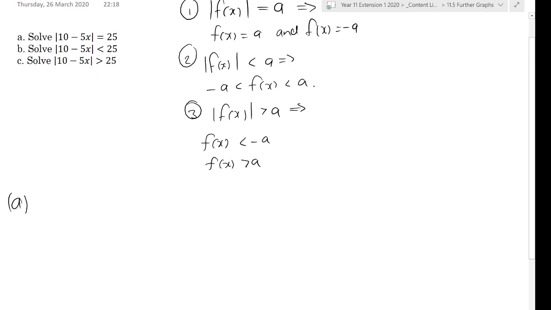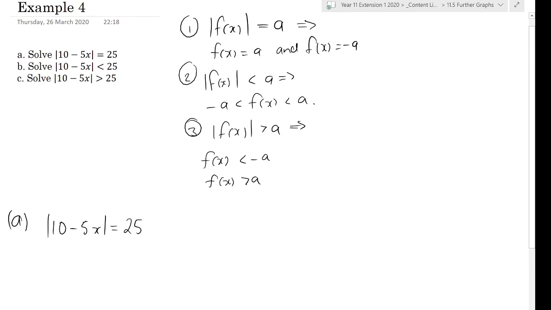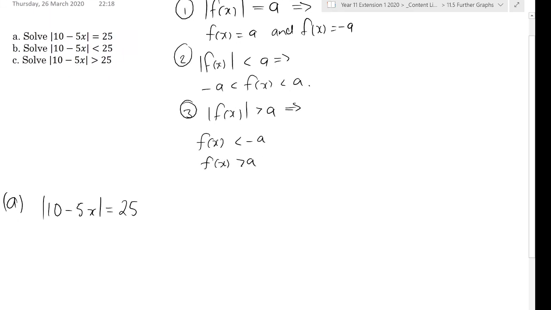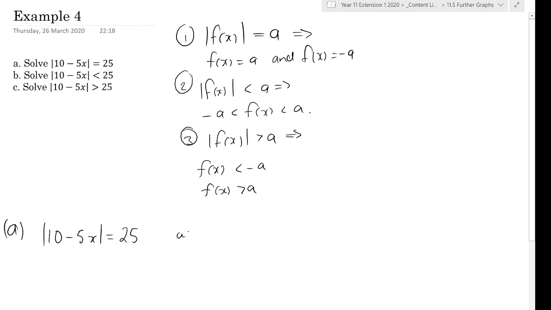So if we start with part A, we've got the absolute value of 10 minus 5x is equal to 25. Because we've got a 25 and it's an equals to, I'm going to use rule 1. You wouldn't actually have to write that out, I'm just doing this to show you guys what to do.